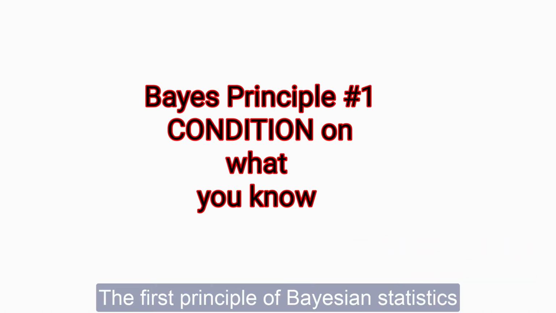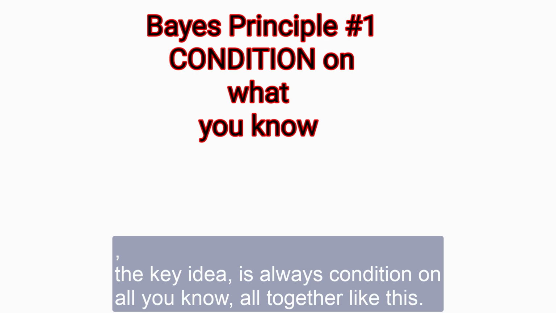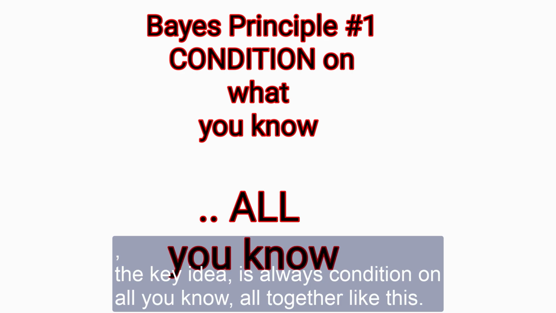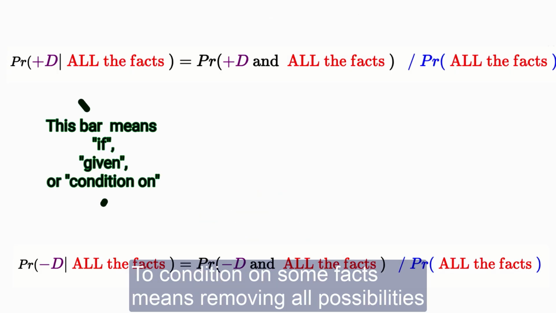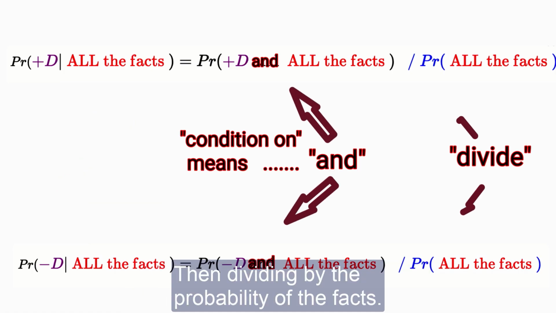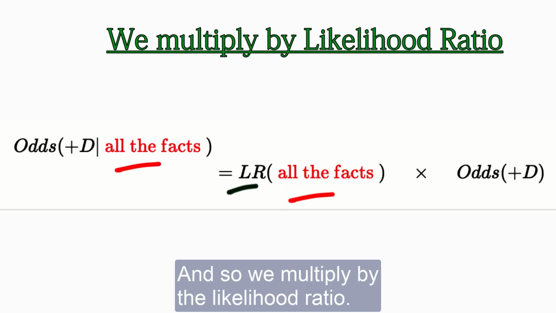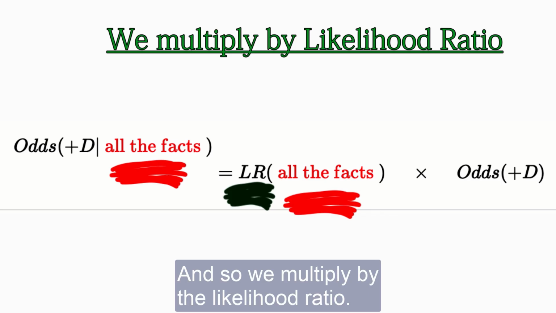The first principle of Bayesian statistics, the key idea, is always condition on all the data together. Like this. To condition on some facts means removing all possibilities that contradict the facts, then dividing by the probability of the facts. And so we multiply by the likelihood ratio.